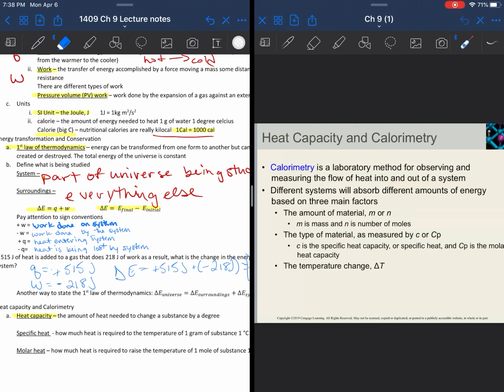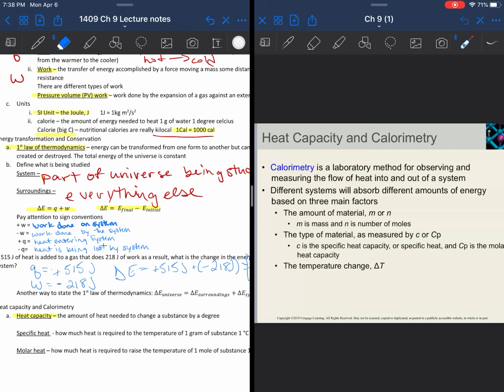But first, let's jump into some definitions. When it comes to measuring the flow of heat into and out of a system, it's important to recognize that different materials will absorb or release different amounts of energy based on three main things. The amount of material, so that could be in mass or in moles. The type of material, and that's where heat capacity is going to come in. And then the temperature change that we are wanting to impart or that is observed.